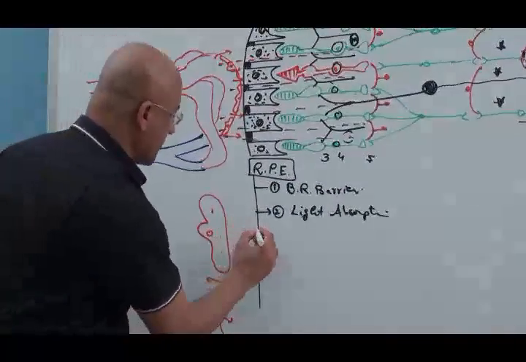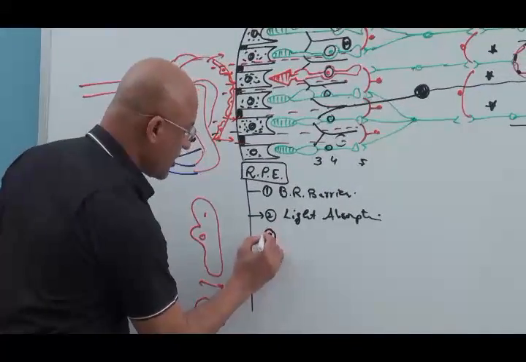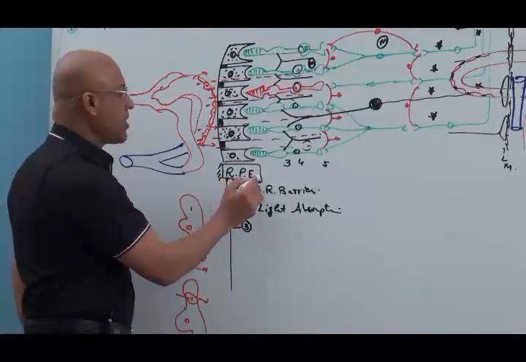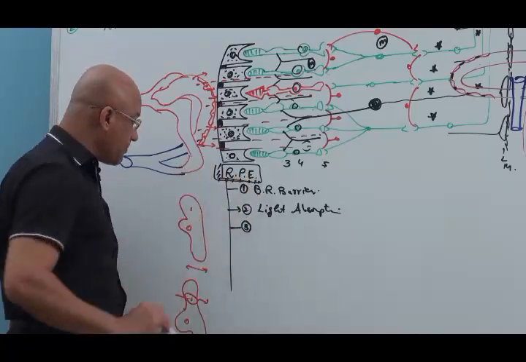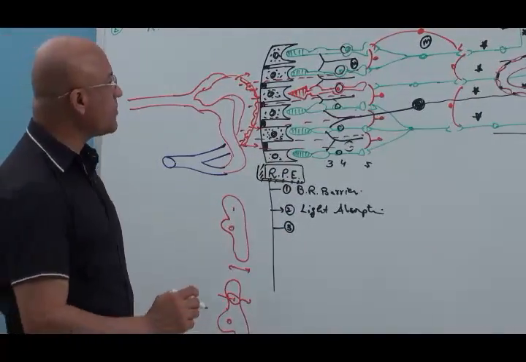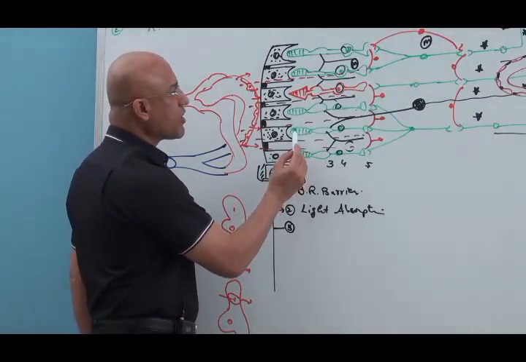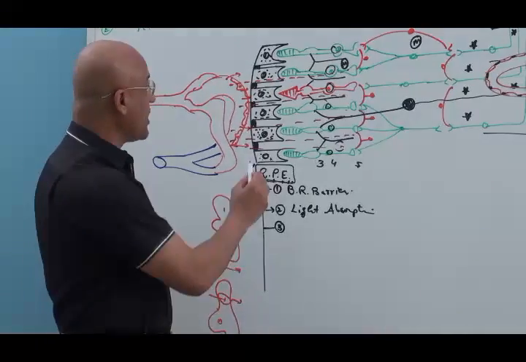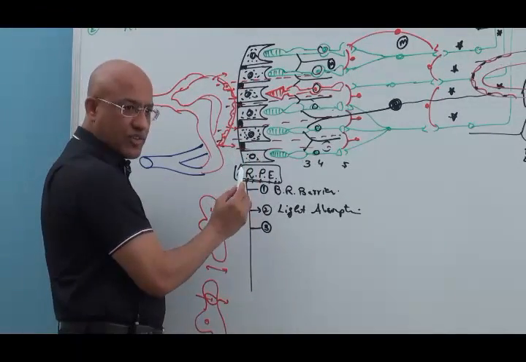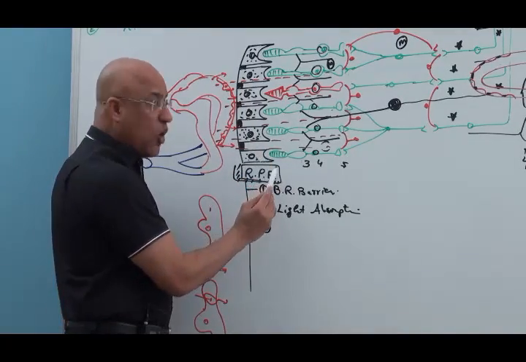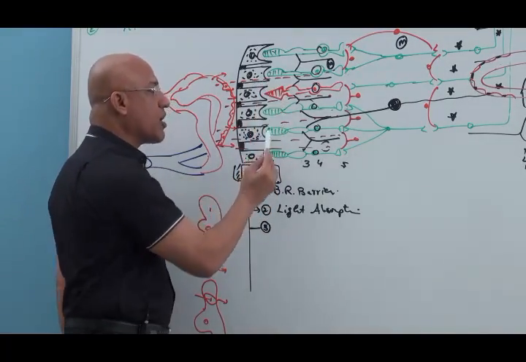Now the third function of the retinal pigment epithelium. It has one more function that is related to the functional aspect of rod and cone. Actually, it maintains the integrity and functionality of the photosensitive part of rod and cone.